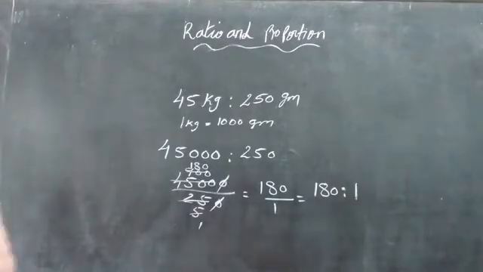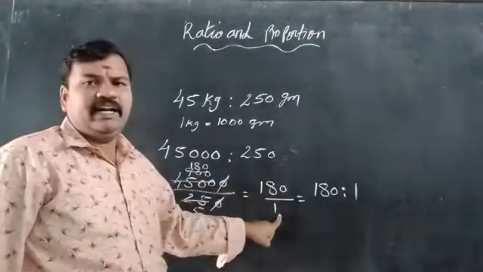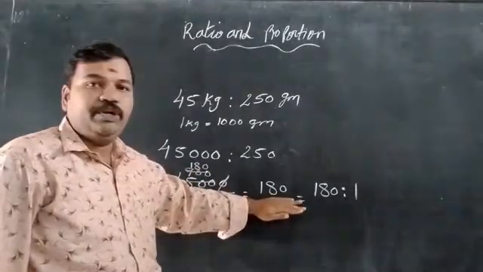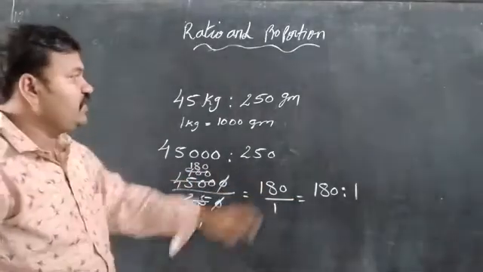We write it as 180 by 1. Ratio form is 180 by 1. We compulsorily have to write it. If you write only 180, that is called number form. This is called ratio form.